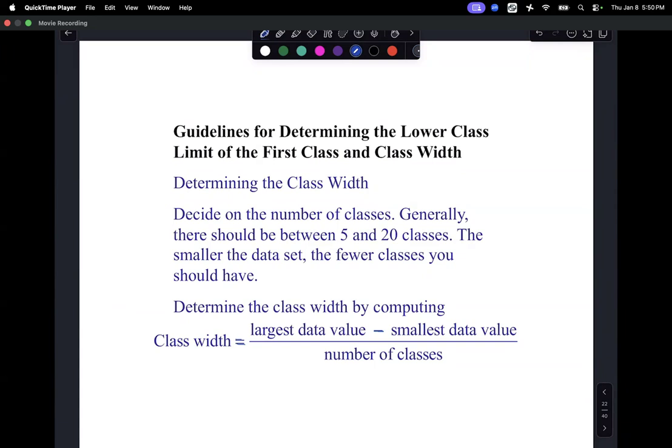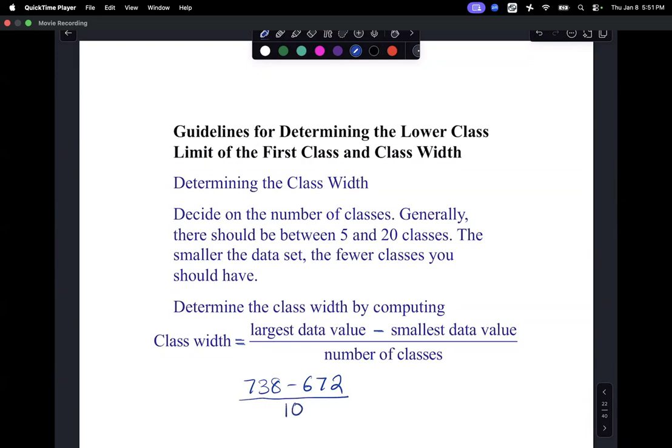So in order to determine your class width, this is their method. Take the largest data value you have minus the smallest data value you have and divide it by the number of classes you want. Now, this is all well and good, but let's give you an example of why I don't like this. So let's say we had 738 minus 672. So let's say that I want to have 10 bins. I want to have 10 classes.